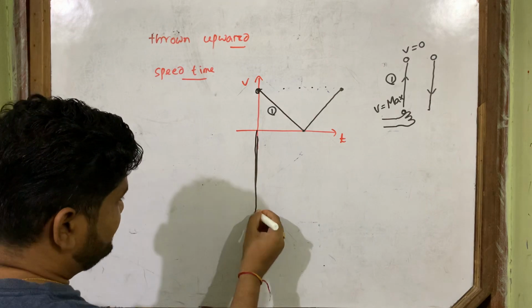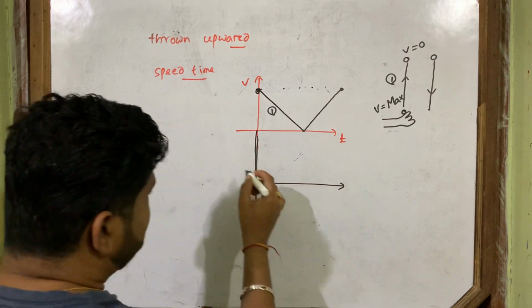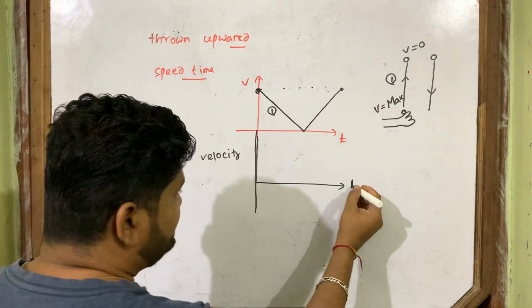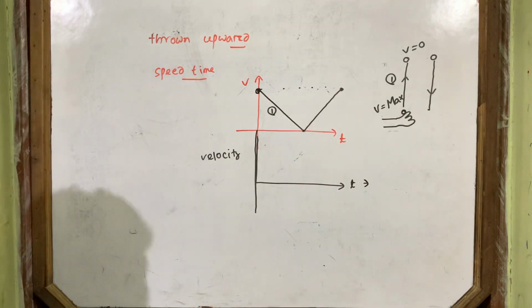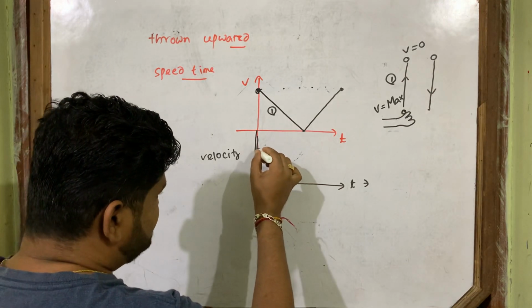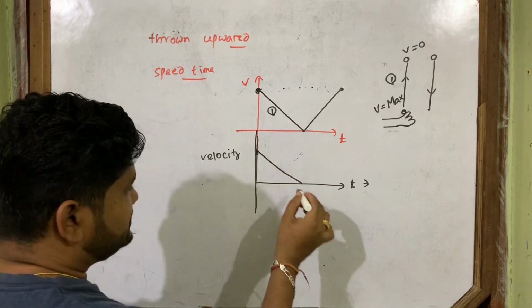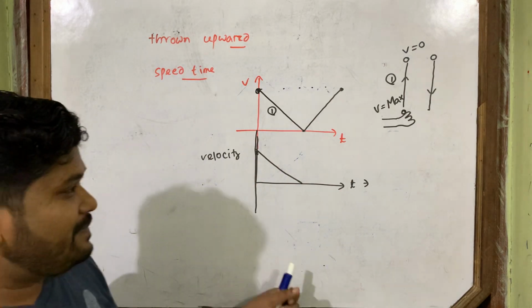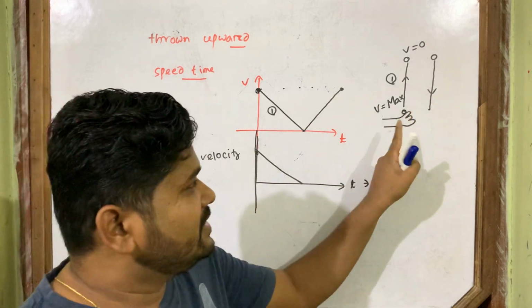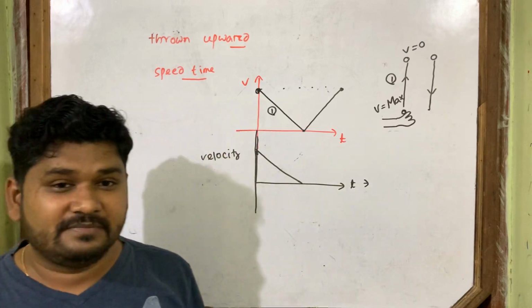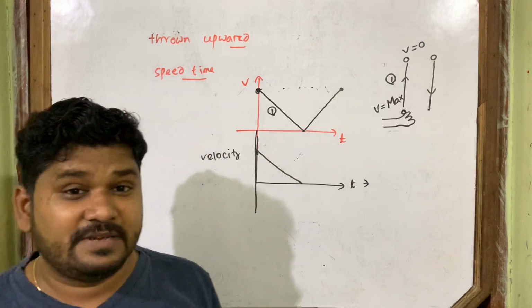Let's draw in the same graph also the velocity time graph. What is the velocity time graph? The first part is correct. From maximum, it comes like this. First part is correct, no problem. But the second part, you see. First part velocity, second part velocity. What is the difference between them?